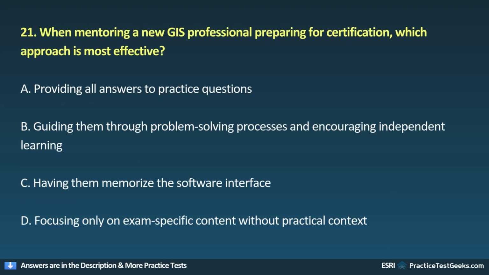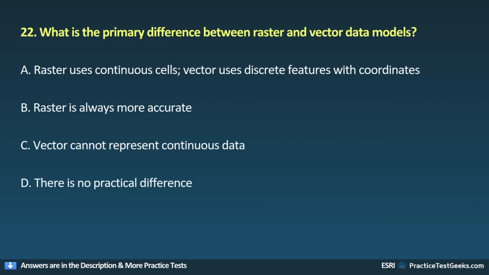21. When mentoring a new GIS professional preparing for certification, which approach is most effective? A. Providing all answers to practice questions. B. Guiding them through problem-solving processes and encouraging independent learning. C. Having them memorize the software interface. D. Focusing only on exam-specific content without practical context.